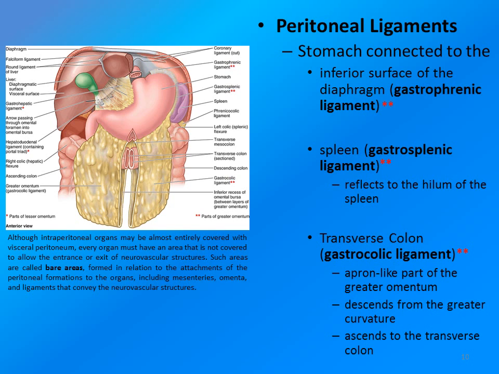Then there's the gastrocolic ligament, which is actually part of that apron-like greater omentum. The gastrocolic ligament descends from the greater curvature of the stomach and ascends to the transverse colon, so it connects the stomach with the transverse colon, gastrocolic ligament.